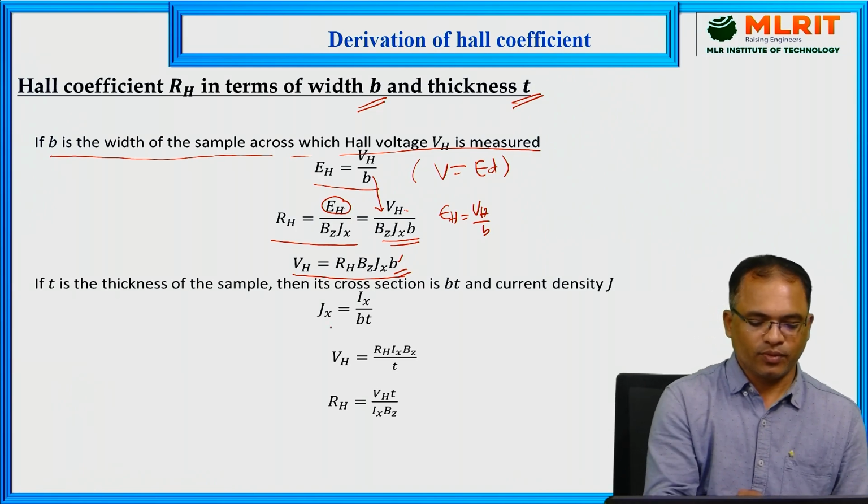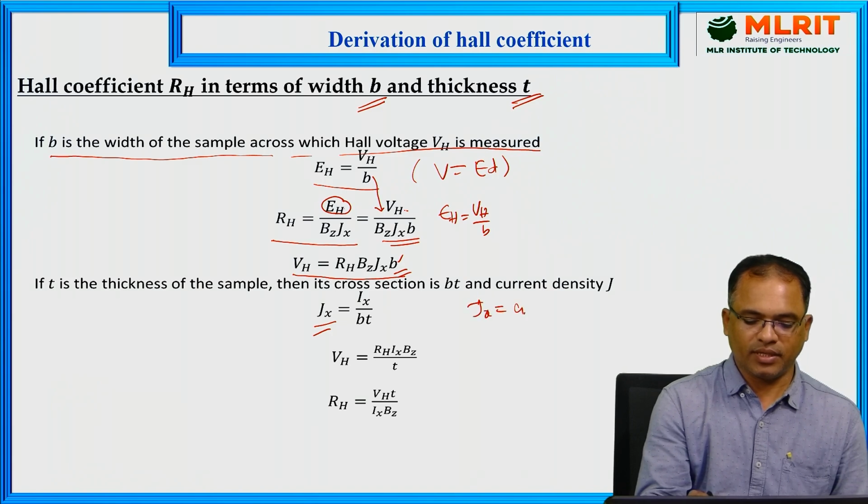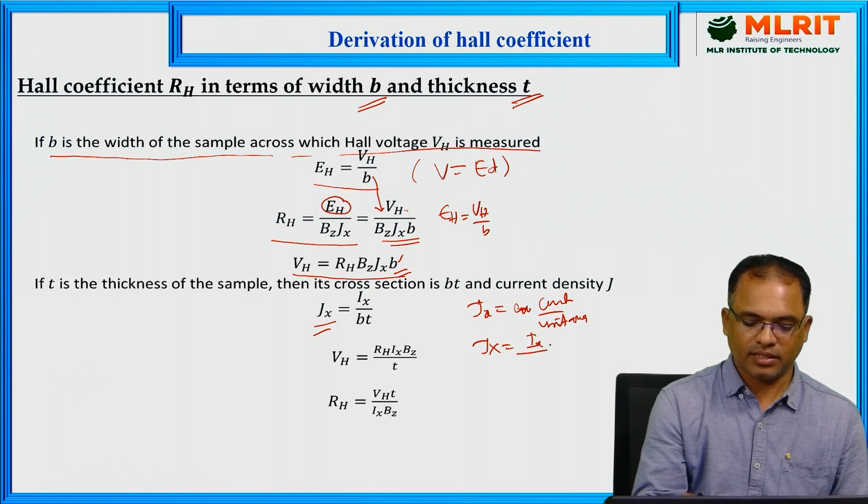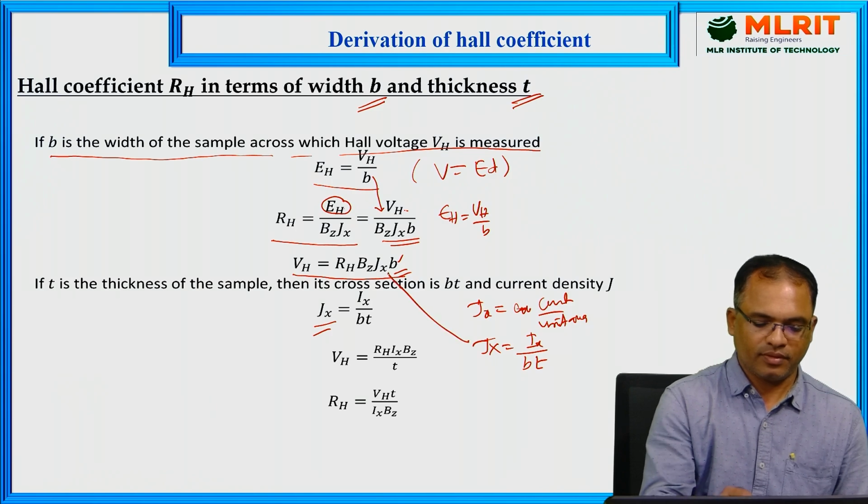Now we are going to take Jx. Jx is nothing but current density. Current density is nothing but current per unit area, so that Jx we can write as current Ix by unit area. Unit area is taken as the product of width and the thickness. So using this expression in this equation, we get VH as like this.